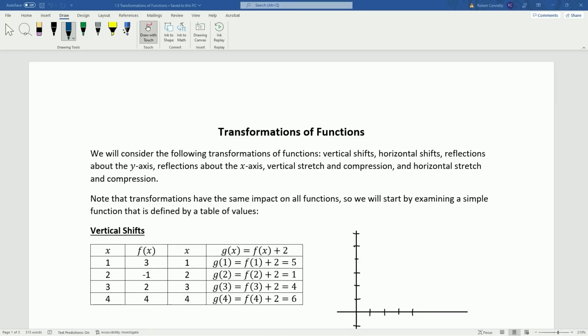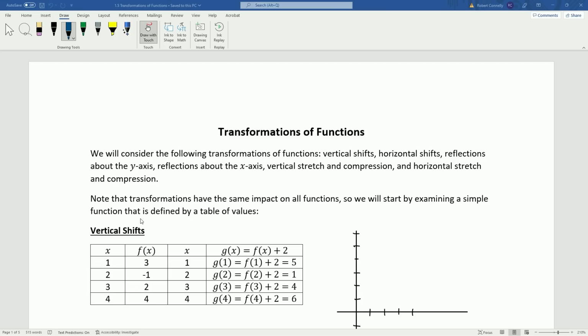Hello everybody, and welcome to our video on transformations of functions. So here we're going to consider the following transformations of functions: vertical shifts, horizontal shifts, reflections about the y-axis, reflections about the x-axis, vertical stretch and compression, and horizontal stretch and compression.